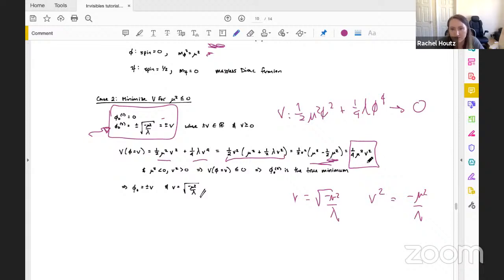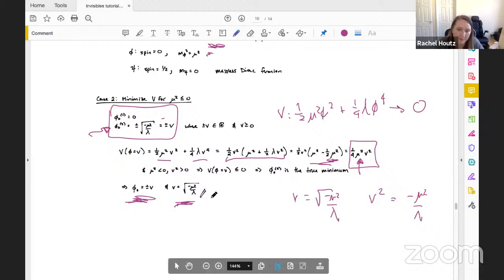We know v is positive and real, so v squared is definitely positive. And we know mu squared is negative because that's what we assumed at the beginning. So this energy is negative, lower than 0, and this is the true minimum. That means the minimum corresponds to phi equal to plus or minus v, and we already showed from minimizing that v is the square root of minus mu squared over lambda, which is what the question asks.